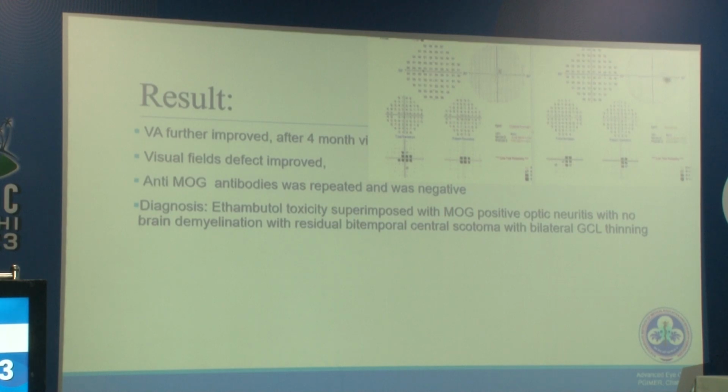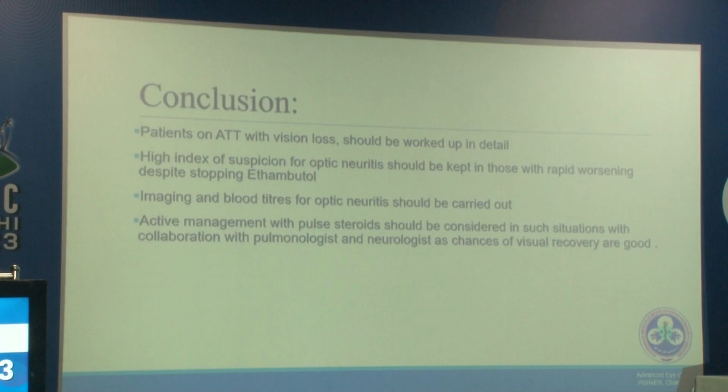So we have a double trouble, an ethambutol toxicity probably, and a superimposed optic neuritis. I would like to conclude here by saying that patients on ATT with a progressive vision loss should be worked up in detail. We should keep a high index of suspicion for optic neuritis in those with rapid worsening despite stopping ethambutol. Imaging and blood titers for optic neuritis should be carried out in all these patients. And the treatment should be in close collaboration with the pulmonologist and neurologist, as the chances of visual recovery are good.